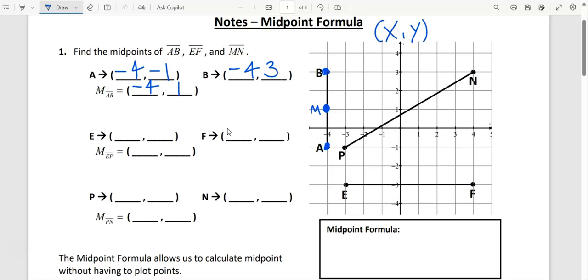But what about EF? Well, E is over here. 3 left, 3 down. That is -3, -3. F is over here. Right 4, down 3. So that's +4, -3.